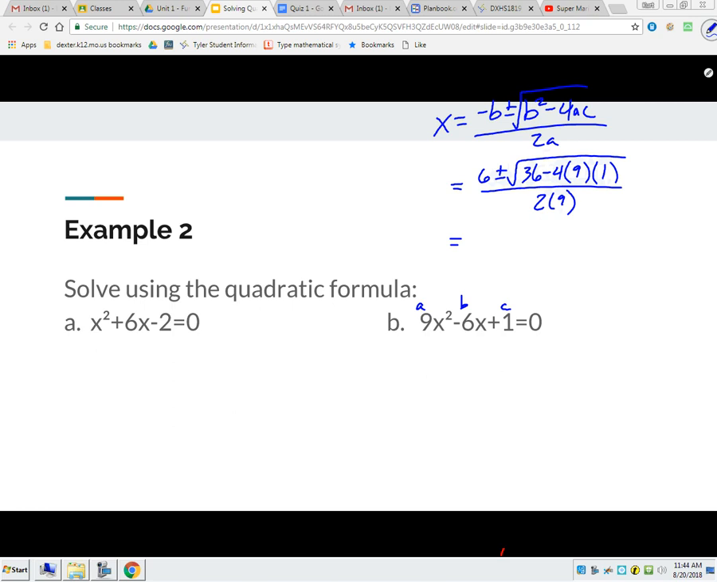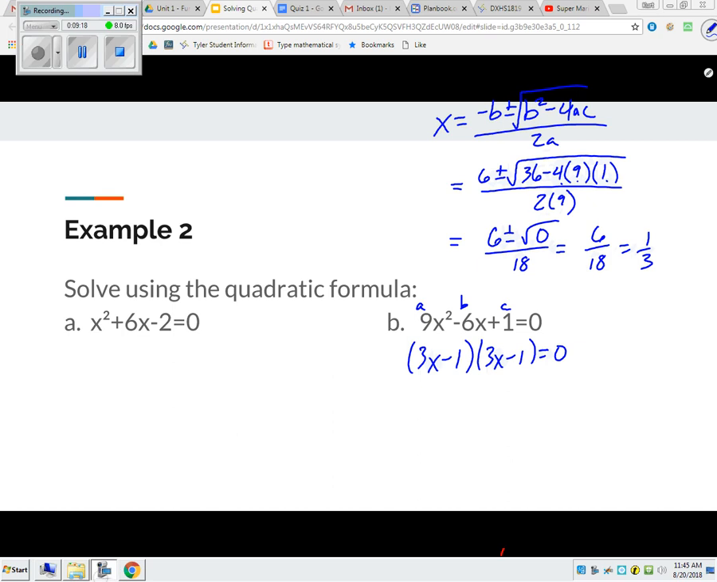Now something unique happens on this. This 4 times 9 times 1 gives me 36. I subtract 36 from itself, just get 0. Square root of 0 is 0, meaning that my answer is simply going to be 1/3. What that also means is that if I would have caught it, this would have factored down nicely, making it just a little 2-step problem for me. And I would still get the answer as 1/3 if I would have caught that for a factor. Let's pause the video again and have you work part A, and then we'll come back and check our answers together.